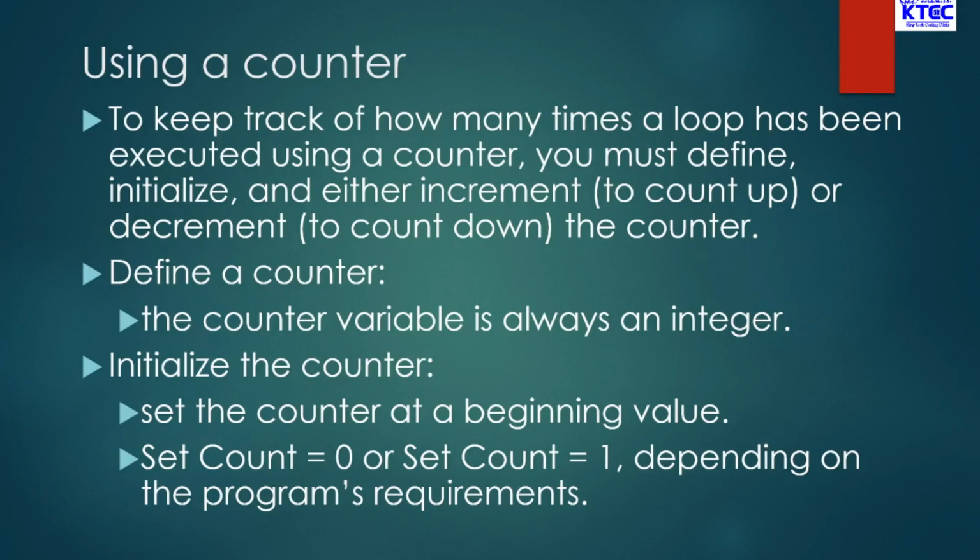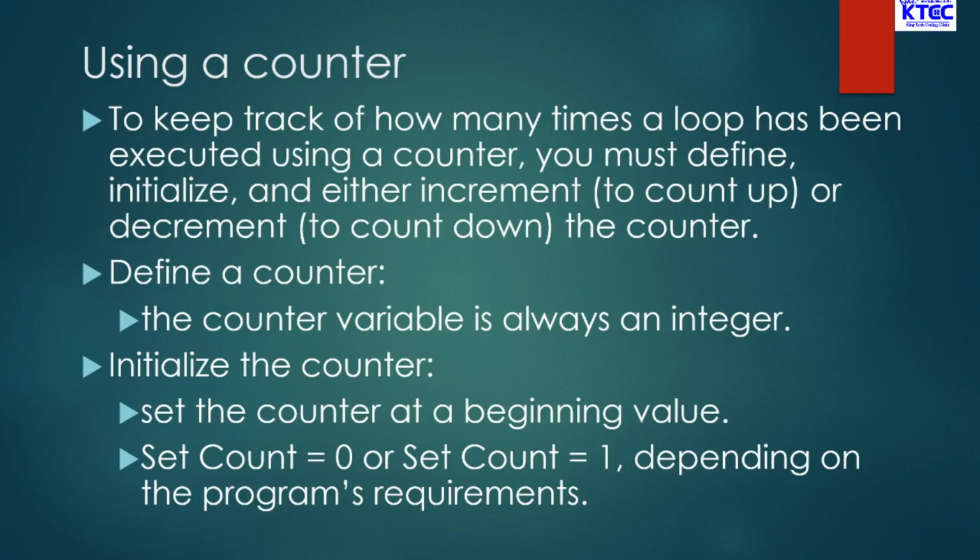So, using a counter to keep track of how many times a loop has been executed, you must define, initialize, and either increment to count up or decrement to count down. If you want to increment it, you set it to 0, and you keep incrementing it up to maybe the number of times you want the program to run. If you want to decrement it, you can set it to 5, then you keep decreasing it. In any of the iterations it decreases by minus. If it's increment, in any of the iterations it increases by plus. So that is that.